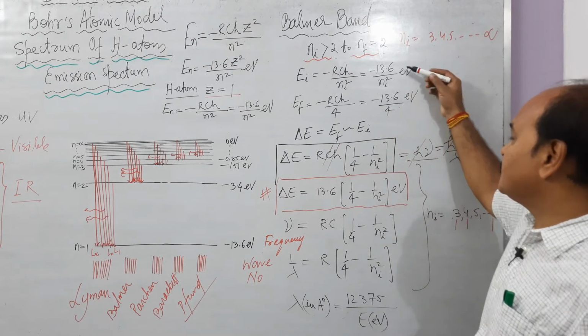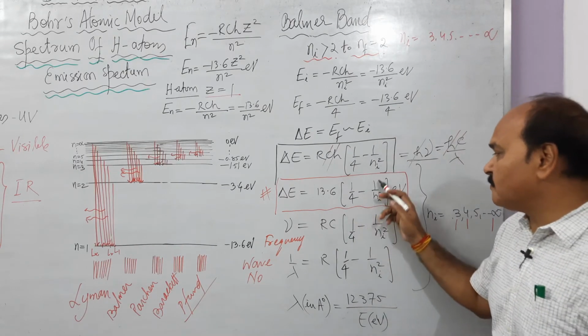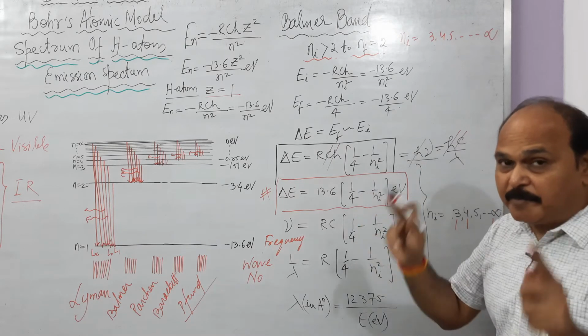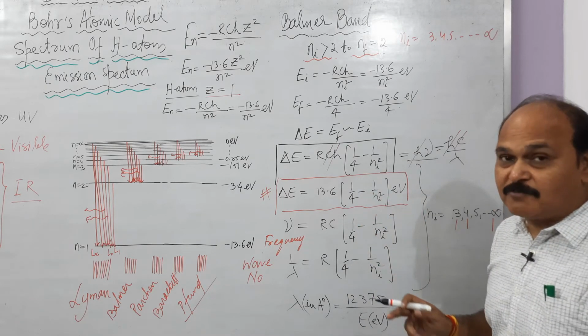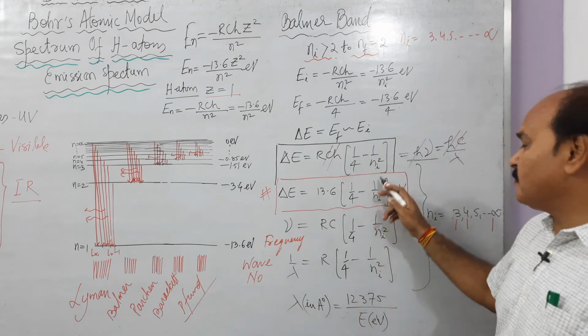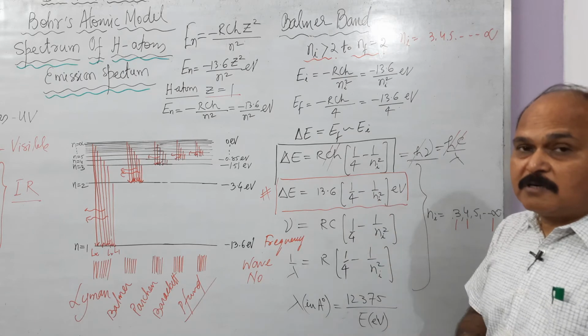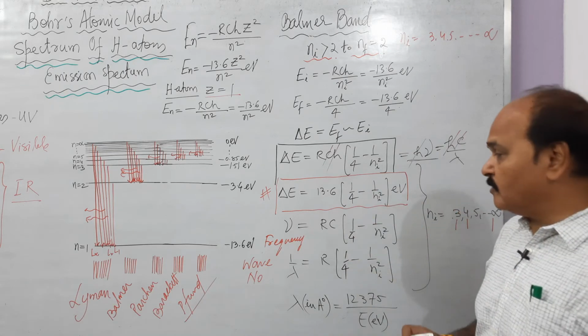If we find the difference of these two, what do we get? 1 upon 4 minus 1 upon Ni square. Remember, here it was 1 upon 1 in the Lyman band. Now it is 1 upon 4, that is 1 upon 2 square. So 1 upon 4 minus 1 upon Ni square. This is the energy of a Balmer photon, all Balmer photons, in electron volt.